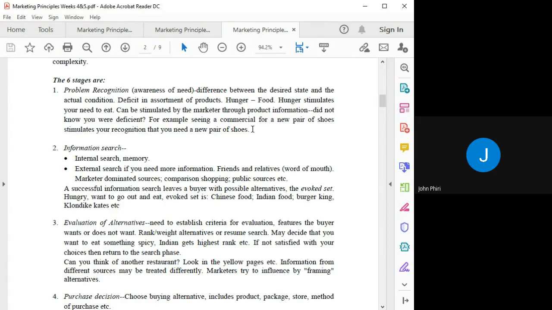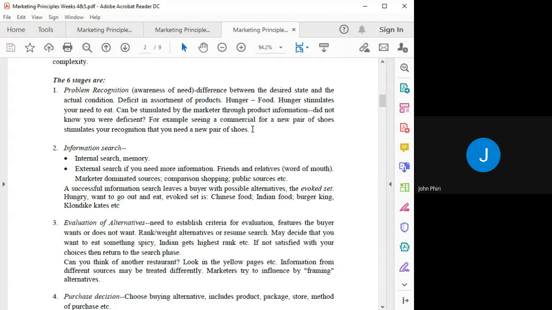Number three step, because there are many alternatives of how you can satisfy that need. Remember, that's what we said. Now you need to evaluate. So number three step is evaluate alternatives.